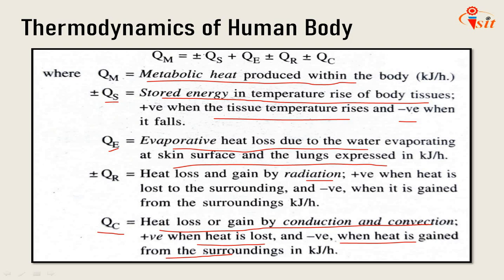Body temperature when it exceeds 40.5 degrees Celsius or falls below 36.7 degrees Celsius is dangerous. The usual body temperature when Qs equals 0 is 37 degrees Celsius for a normal man. There is some kind of thermostatic control in the human body which tries to maintain the temperature of the human body at a normal level of 37 degrees Celsius.